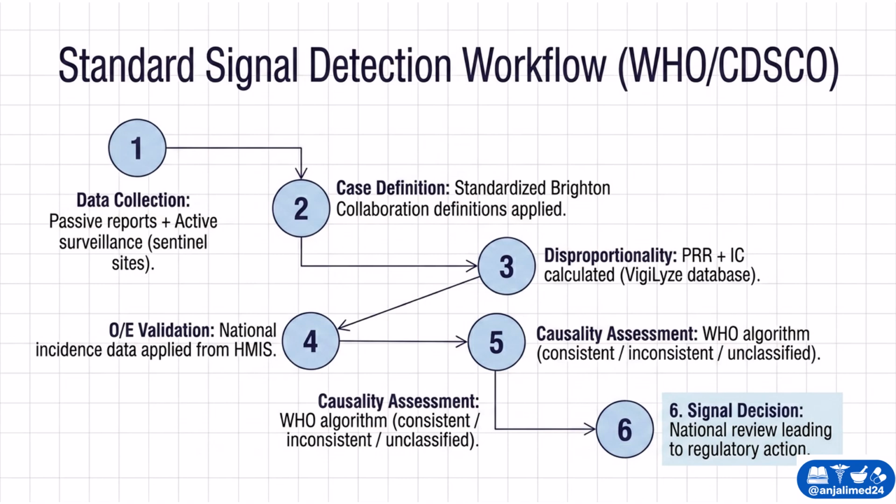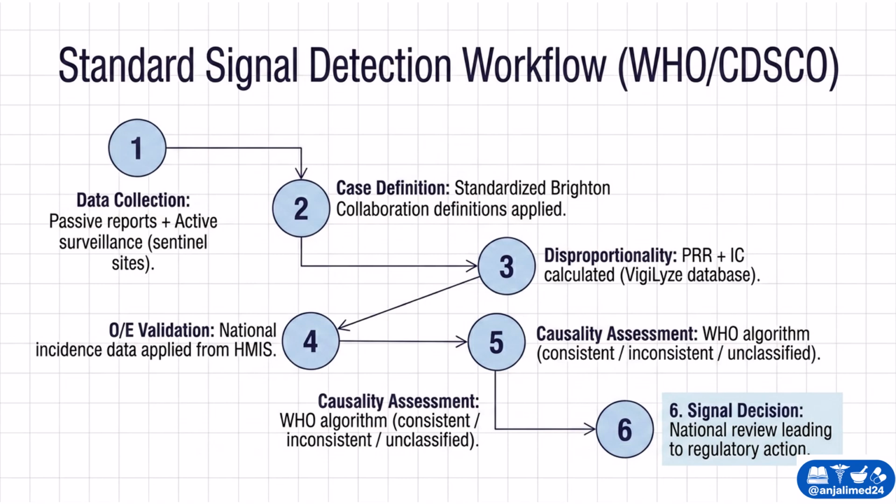Step 1 begins with data collection. This stage includes both passive surveillance and active surveillance systems. Passive surveillance involves spontaneous reporting of adverse events by healthcare professionals, hospitals, vaccination centers, or patients themselves. At the same time, active surveillance systems such as sentinel monitoring sites proactively search for adverse events rather than waiting for reports to arrive voluntarily. The quality of signal detection depends heavily on the completeness and accuracy of the data collected.